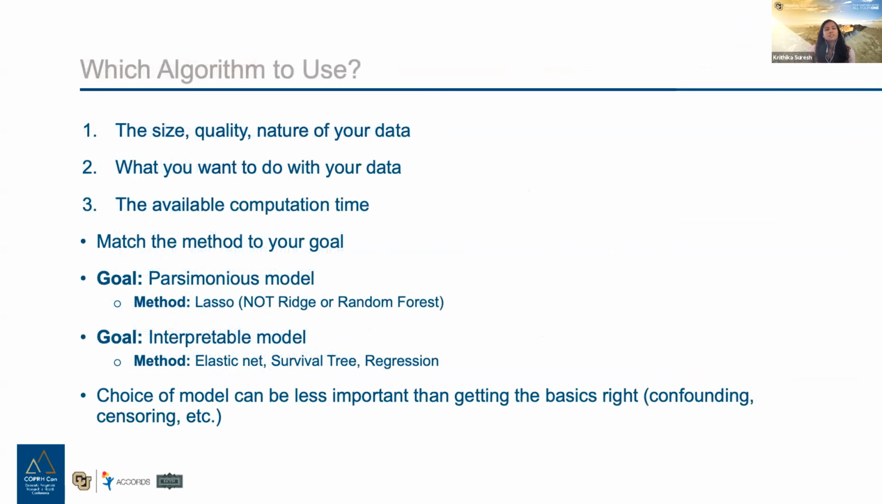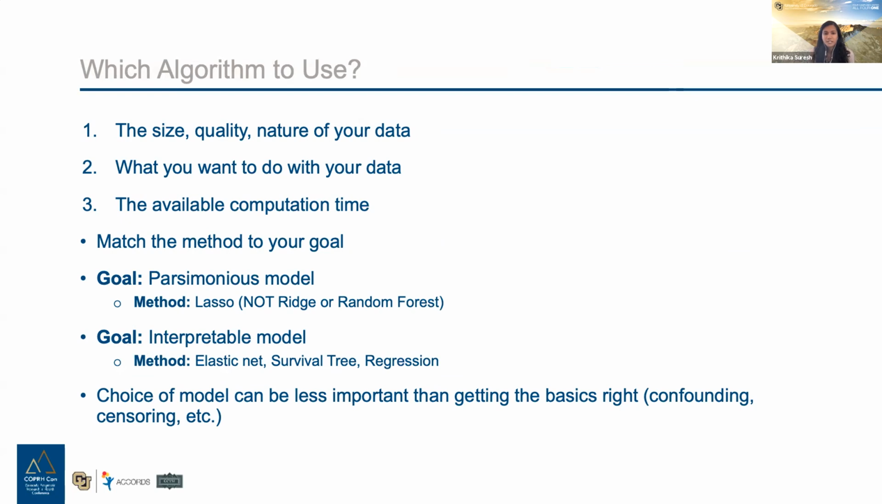And so, there's a lot of methods you could use for developing your prediction model, but the main question is, what method do you use? And so, three possible things to consider are the size, quality, and nature of your data set. So if you have a large number of predictors, but a small sample, you might want to consider something like penalized regression.